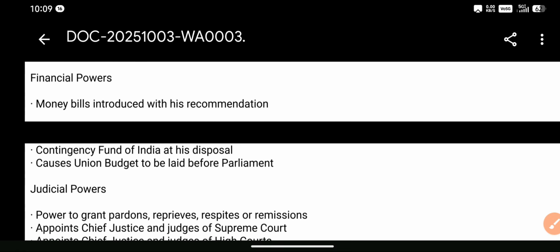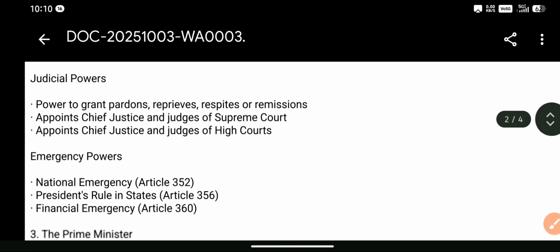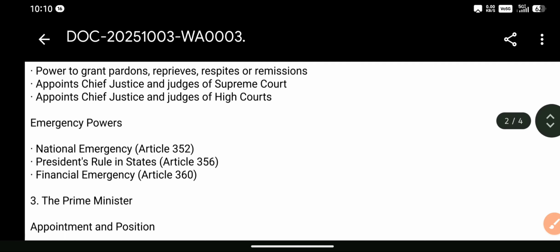Financial powers. Money bills introduced with his recommendation. Contingency Fund of India at his disposal. Causes Union Budget to be laid before Parliament. Judicial powers. Power to grant pardons, reprieves, respites, or remissions. Appoints Chief Justice and Judges of Supreme Court. Appoints Chief Justice and Judges of High Courts.